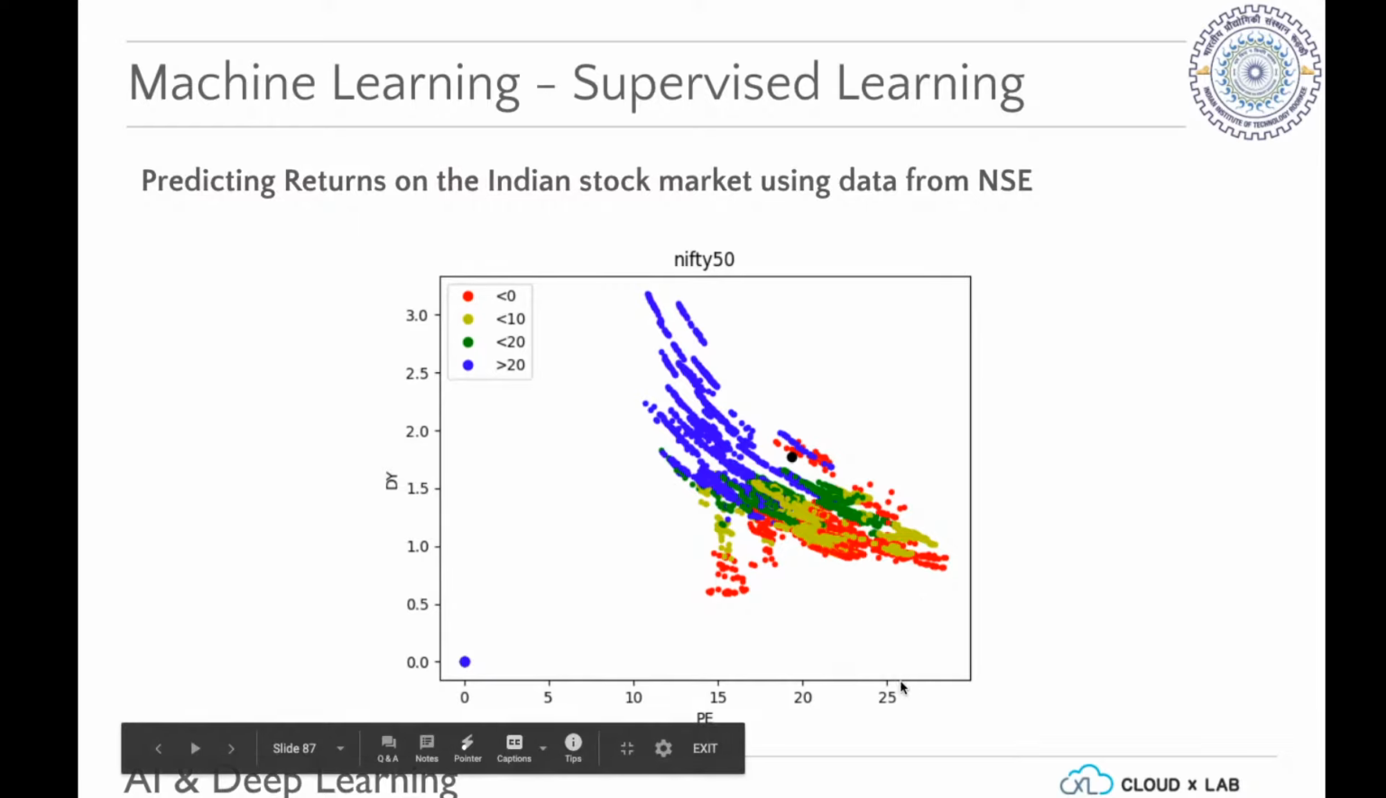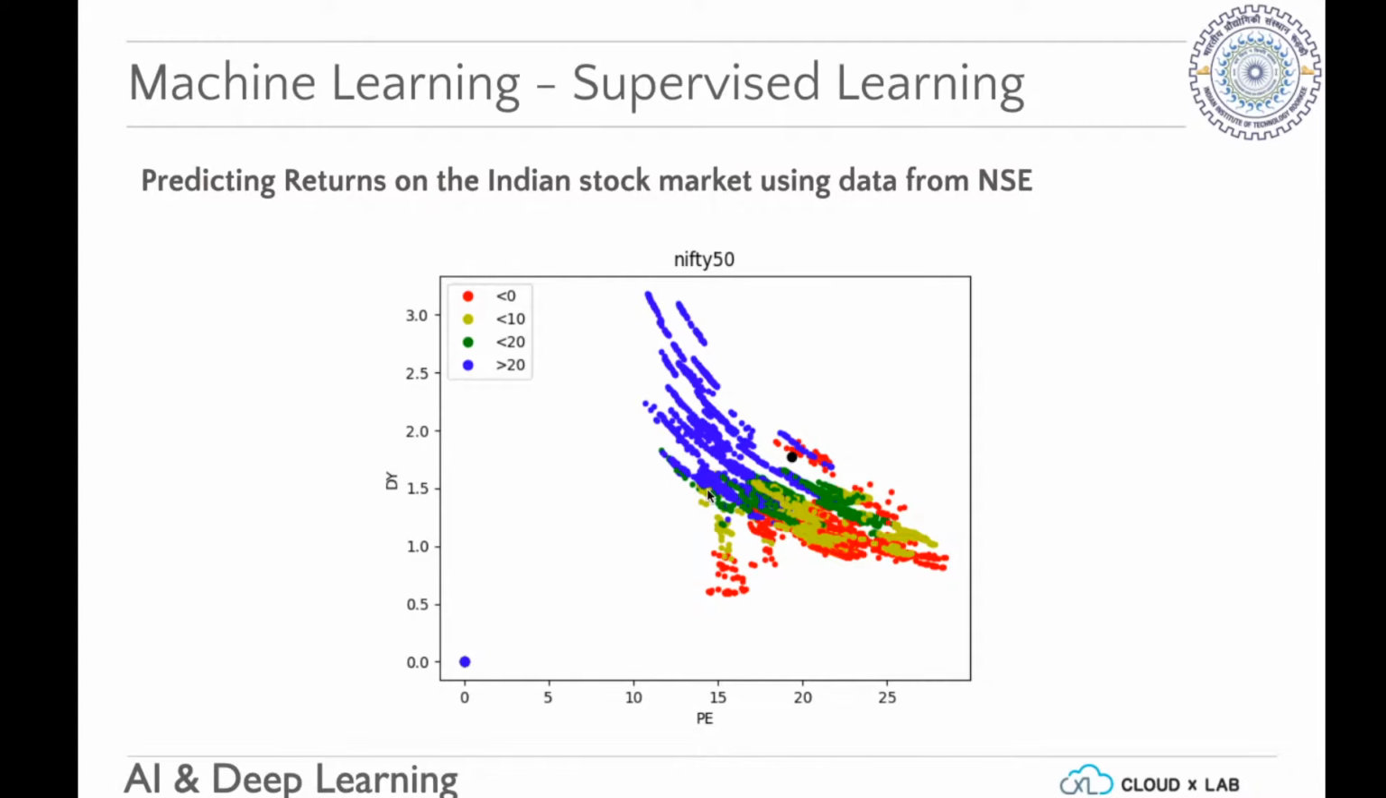When the price to earnings ratios are very high and the dividend yields are low, we lose money. On the other hand, when the price to earnings ratios are low and the dividend yields are high, you have a good chance of making money in 2 years. So now if I take a new value of price to earnings and dividend yield and try to predict what my return is going to be after 2 years, if I want a value, that would be regression. But if I just want to see whether it falls in the blue, green, yellow or red category, it would be a classification task.